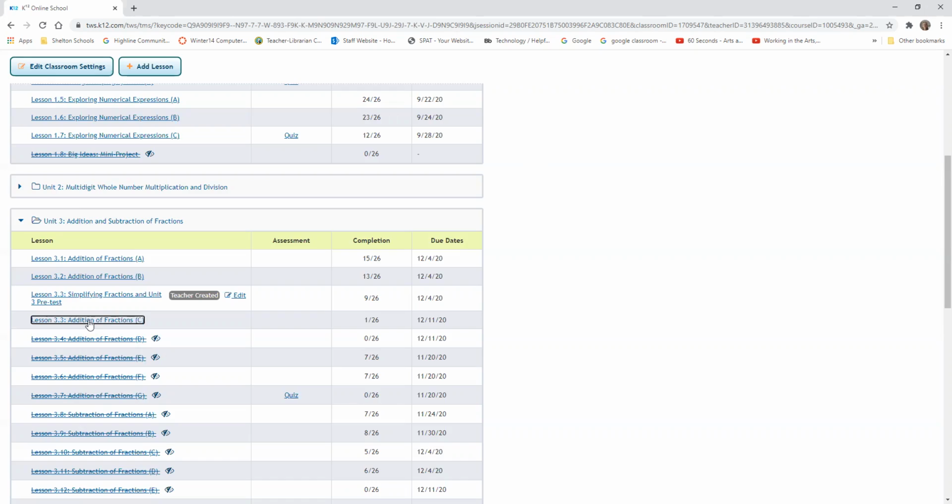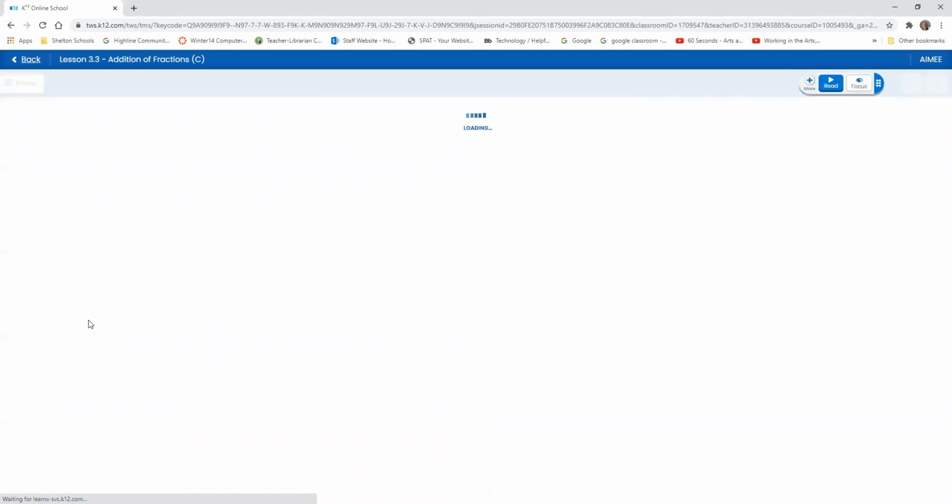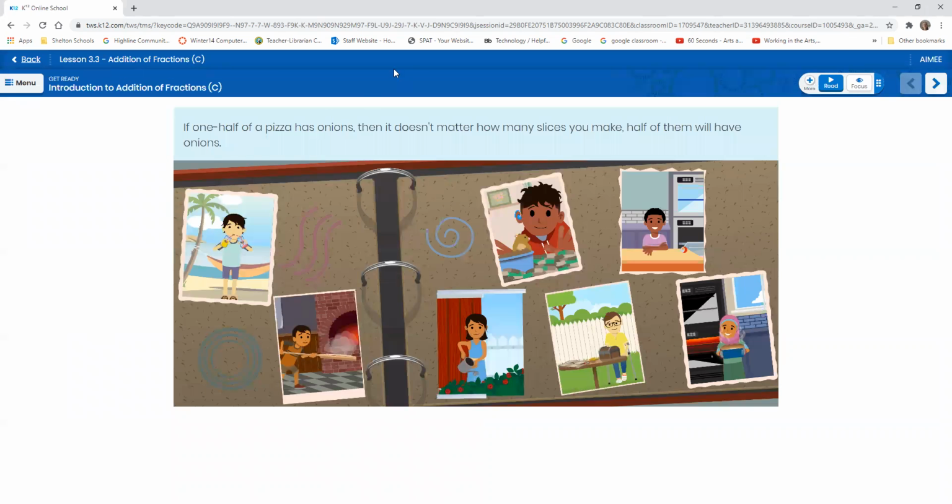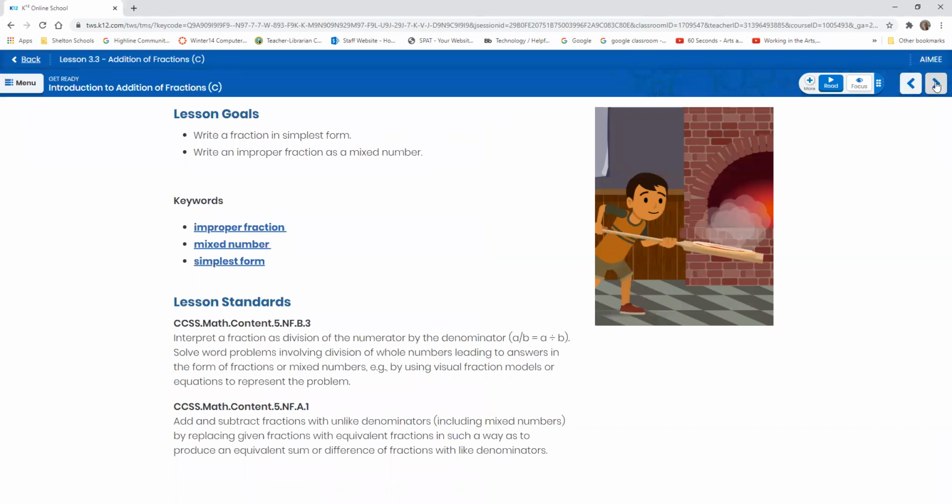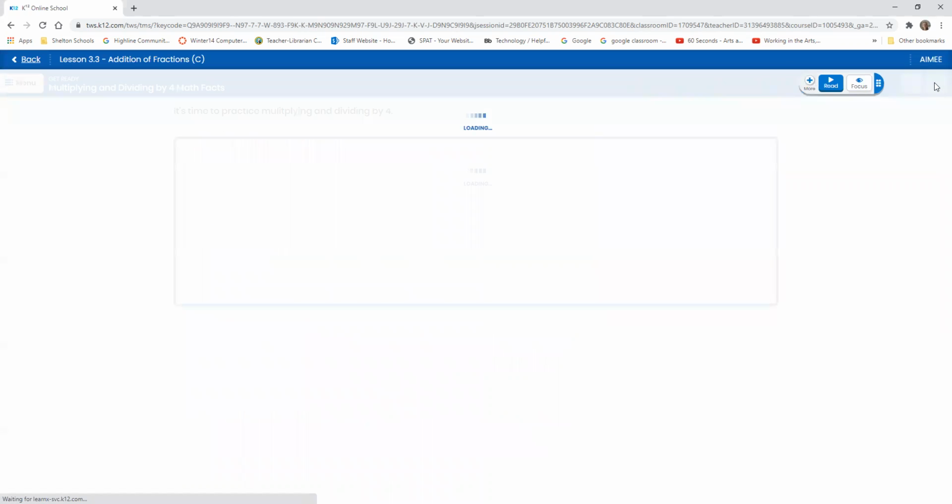Today we're going to do lesson 3.3, just the first half. If one half of a pizza has onions, then it doesn't matter how many slices you make, half of them will have onions. Okay, so today we're going to be talking about fractions, reducing fractions in the first half of the lesson. And in the second half of the lesson, we're going to be talking about improper fractions and how to convert improper fractions into mixed numbers.